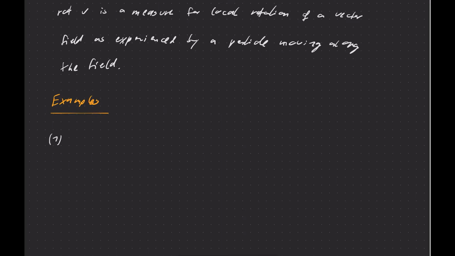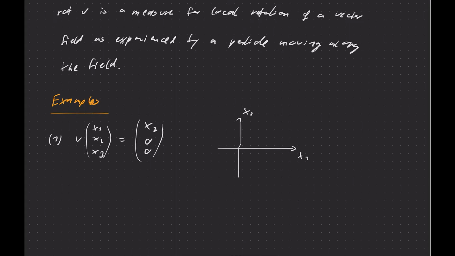Example number 1. Let's take V of x1, x2, x3 to be the vector field that consists of just x2 and then all zeros. So that means if we were to draw just the plane part of that, so just want to see what happens for a fixed x3 coordinate. So we have x2 here, x1 there, and we wanted to draw that field.